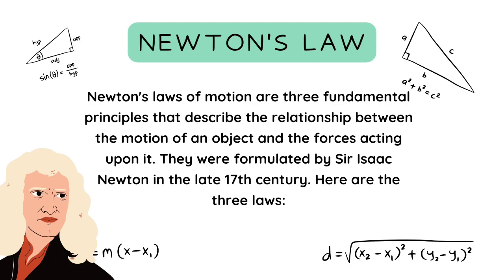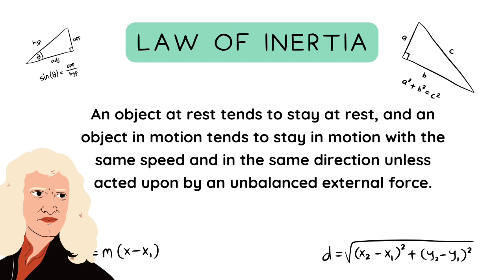Down to our last topic, let's discuss Newton's laws. Newton's laws of motion are three fundamental principles that describe the relationship between the motion of an object and the forces acting upon it. They were formulated by Sir Isaac Newton in the late 17th century. Here are the three laws. The first law is the law of inertia. An object at rest tends to stay at rest, and an object in motion tends to stay in motion with the same speed and in the same direction unless acted upon by an unbalanced external force.